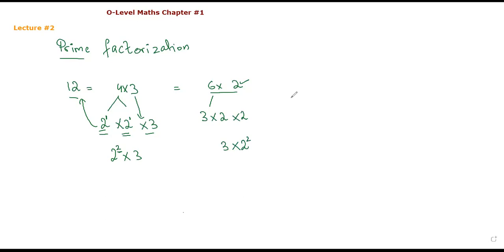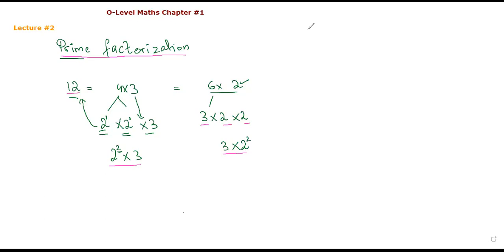Very good, excellent. So far we know whenever we have been asked to prime factorize a number, we just have to write the number as a product of prime factors, okay? These numbers are prime numbers, so be very careful with this. Okay, so 12 was an easy example.